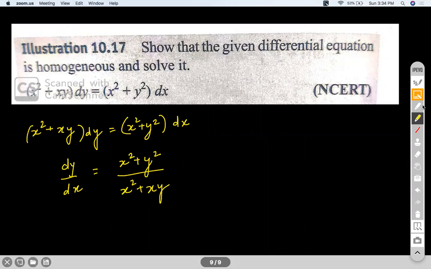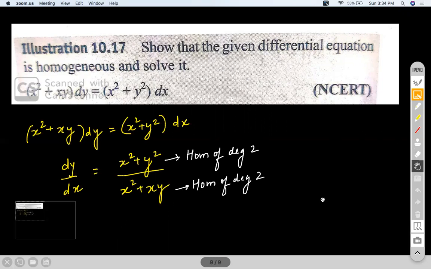Now this is of course a homogeneous differential equation because dy by dx has been expressed as the ratio of two functions which are homogeneous in themselves and both are of the same degree, right? This is homogeneous of degree 2. This is also homogeneous of degree 2. So it's a ratio of two homogeneous functions of the same degree. So this makes this differential equation a homogeneous differential equation.